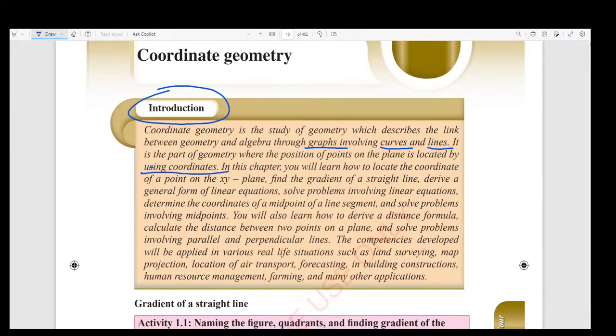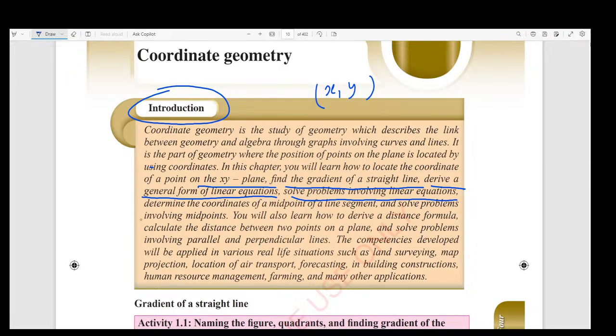And when you say coordinates here, you can simply refer to coordinates x, y. So in this chapter, you will learn how to locate the coordinates of a point on the xy plane. You are going to see that. You are going to learn how to find the gradient of a straight line. You are going to derive the general form of linear equations. You are going to solve problems involving linear equations.